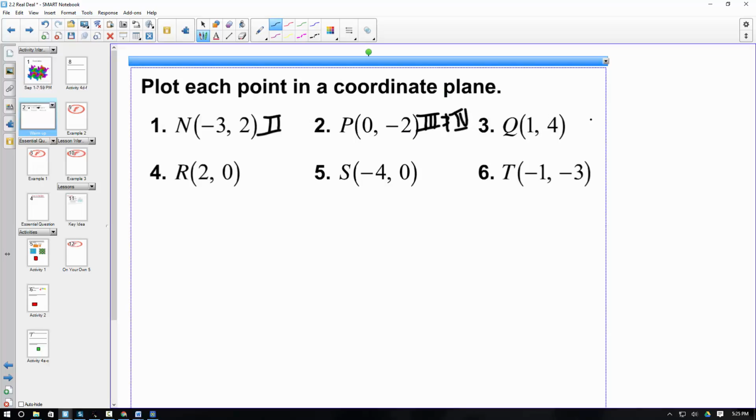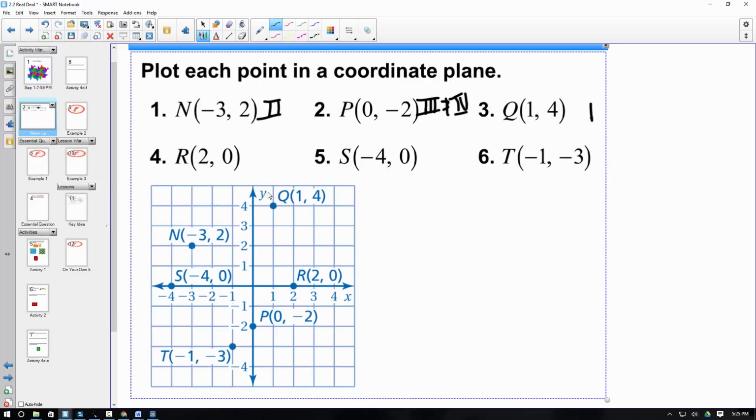This one here is in quadrant 1. Oh, there we go. This one here, 2, 0 right over here. Negative 4, 0 back over here. And then negative 1, negative 3 down here. So that's how you basically will plot these out to make sure you understand how to do that.